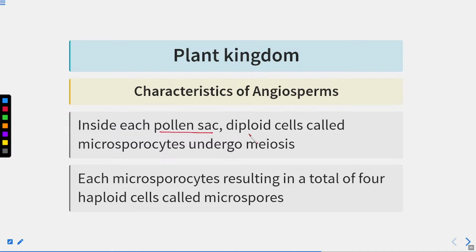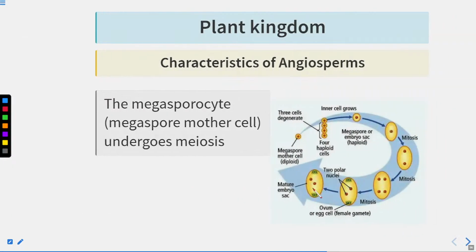Inside each pollen sac, diploid cells called microsporocytes undergo meiosis. So inside these diploid cells, the microsporocytes, meiosis occurs and gives rise to pollen grains. Each microsporocyte results in a total of 4 haploid cells, also called microspores.